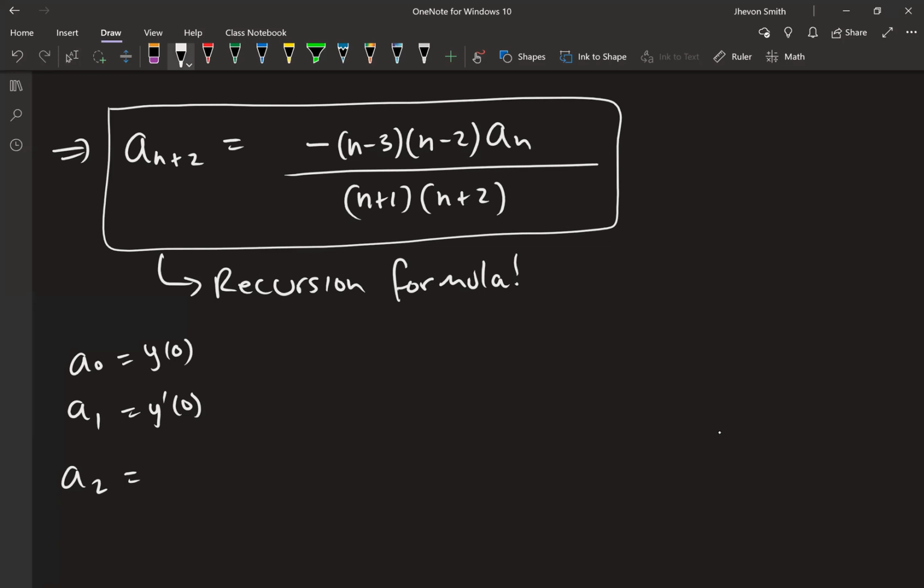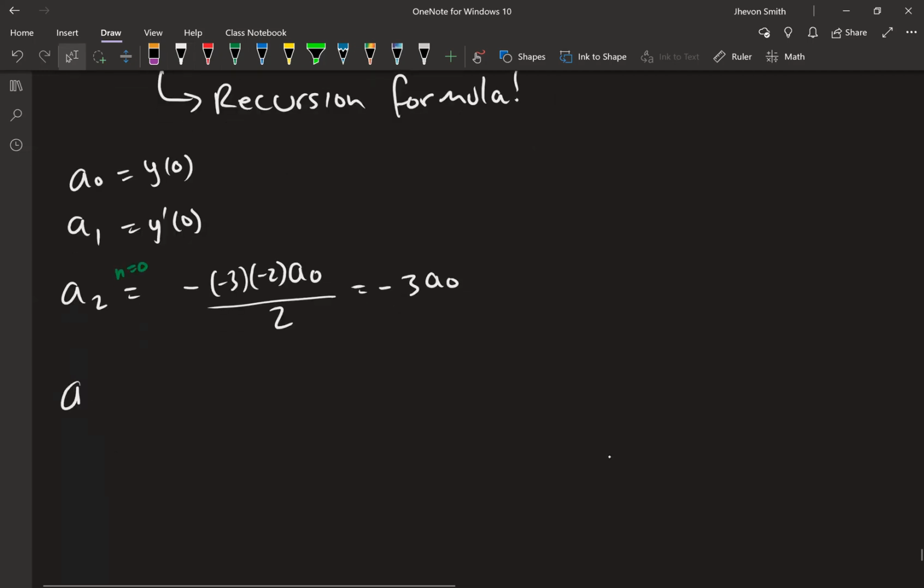Now, if I try to find A2, this just means I'm going to plug in n equals 0 into my recursion formula. This will give me minus 3 times minus 2 times A0 over 2. So that just becomes minus 3A0. Okay, my A3, here's where I would plug in n equals 1.